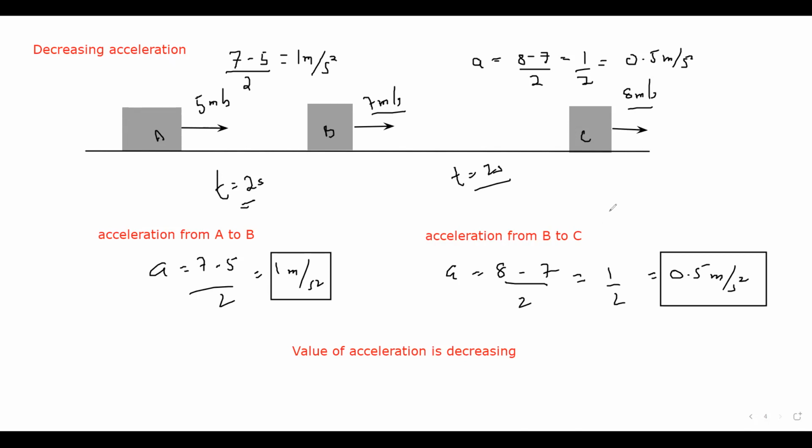So acceleration mainly refers to change in velocity with time. It does not depend on the value of the velocity. The value of the velocity might be increasing, might be decreasing, but it is the change in the velocity that matters. If the change in the velocity is greater, acceleration will be higher. If the change in the velocity is smaller, acceleration will be smaller. As you can see, from A to B the change in the velocity was 2. But from B to C, the change in the velocity is only 1.